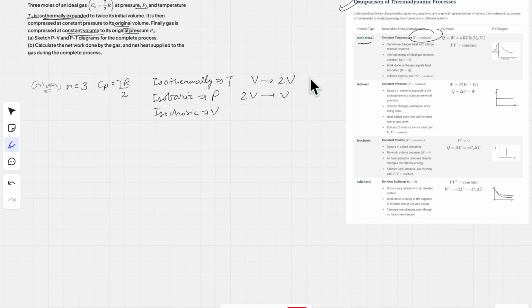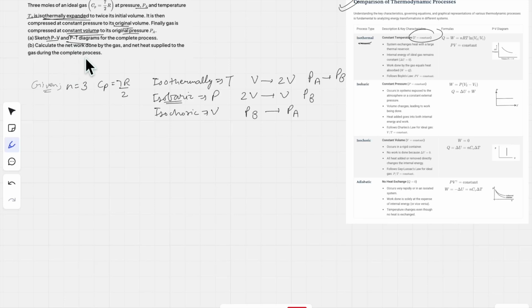So we started at Pa here. In this isothermal process this might have changed. In the isochoric process we get back to the original pressure. So let's say it changed to Pb. So in this step we go back from Pb to Pa. In this step pressure will remain constant because this is an isobaric process. Okay. Now we need to sketch PV and PT diagrams.